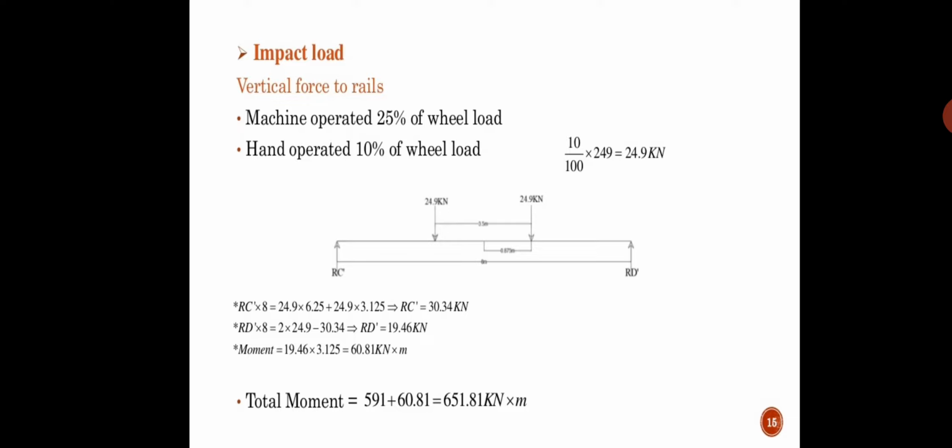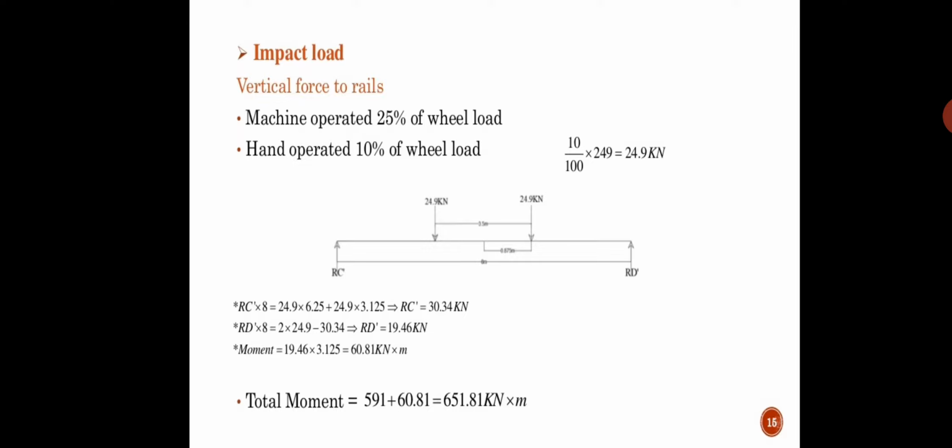So for a machine-operated crane it should be 25% of wheel load, but here our crane is hand operated, so we will take 10% wheel load. 10% of static wheel load: 249 into 10 divided by 100, it means 24.9 kilonewton. So now we get impact load 24.9 kilonewton on the basis of 3.5 meter between two wheels and total span is 8 meter. Again we calculate RC, RD, RC dash and RD dash taking moment about C.